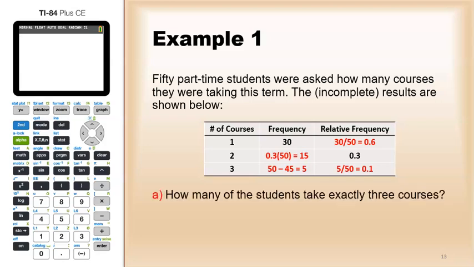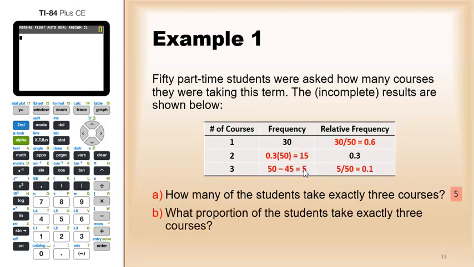Now, suppose I went further. How many of the students take exactly 3 courses? Well, if you get a question like that, what they're asking for is the frequency. In this case, 5. And if they ask for a proportion, then they're asking for the fraction, which would be 10% or 0.1.